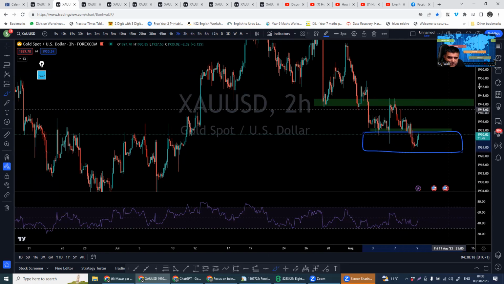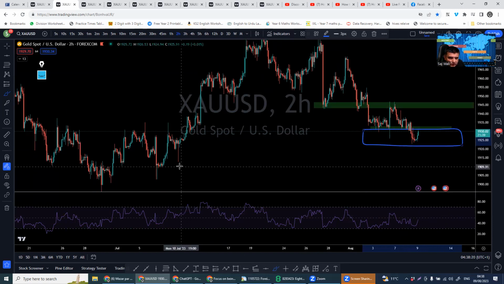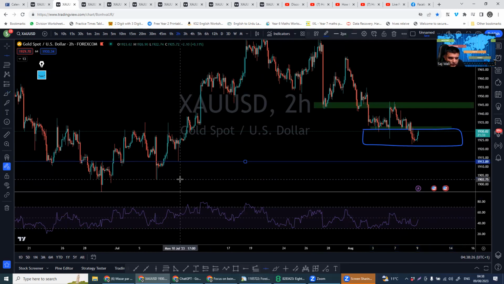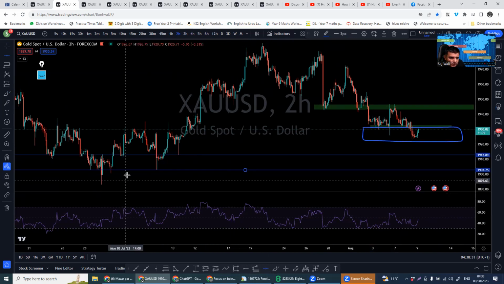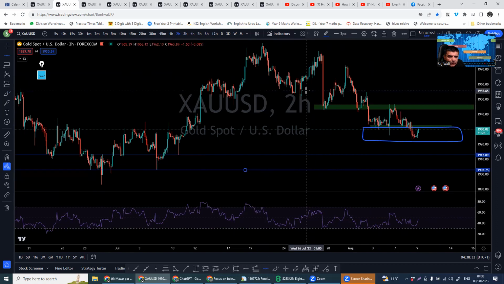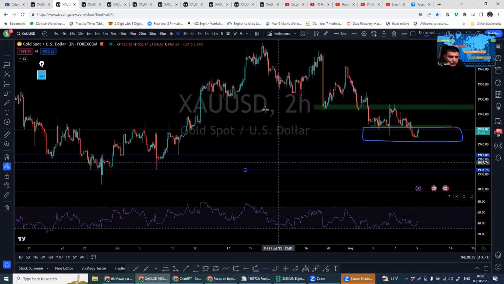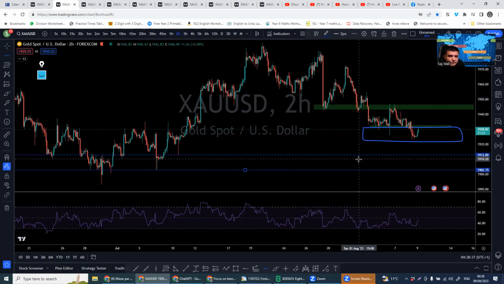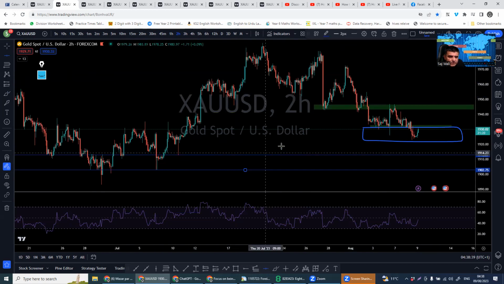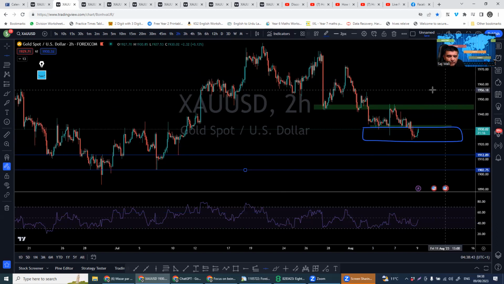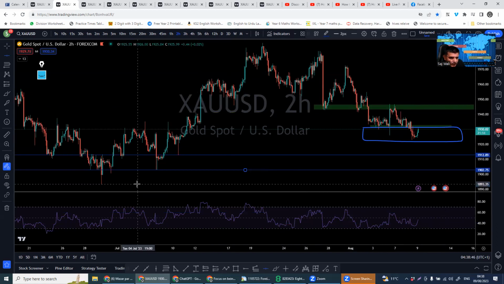Once this range is broken, I'm expecting the 1934 level, this level, and eventually the 1900 level. The levels were drawn before. You can reverse the video and see them again if you want more help with the levels. And these are different levels to the downside.